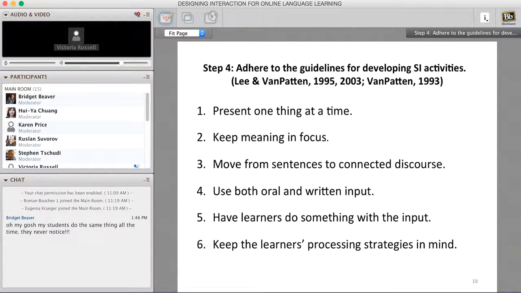My favorite of these guidelines is having learners do something with the input. And some examples of having learners do something with the input include activities where learners have to maybe supply information or answer surveys. They can do matching or selecting from binary options. Ordering and ranking activities are good, or selecting alternatives.